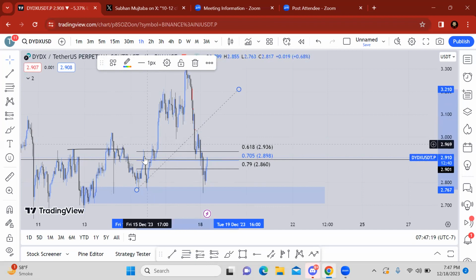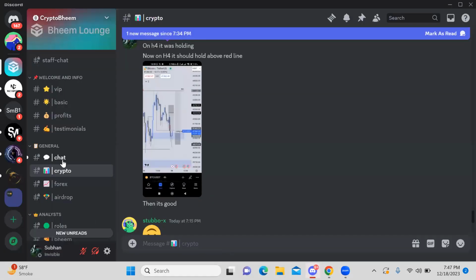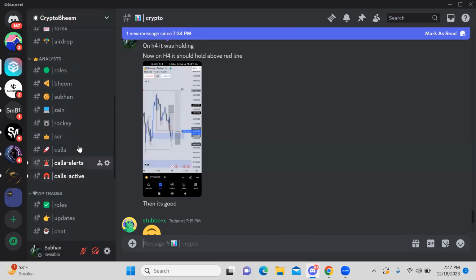New higher high created. I thought it might not come to 0.618. It might test here. If it comes down to 0.618, no worries. My invalidation was clear. I was clear in my head that okay, no worries. I will show you that call as well.